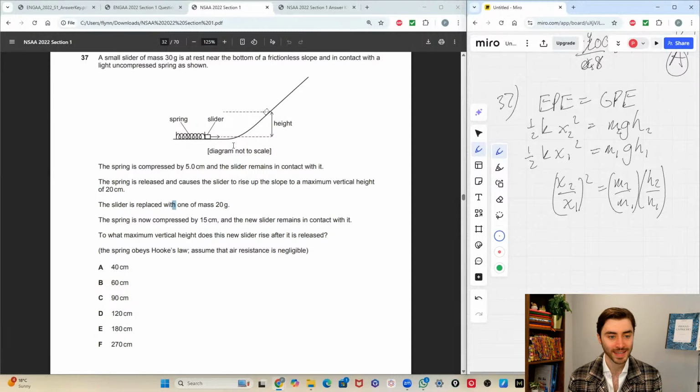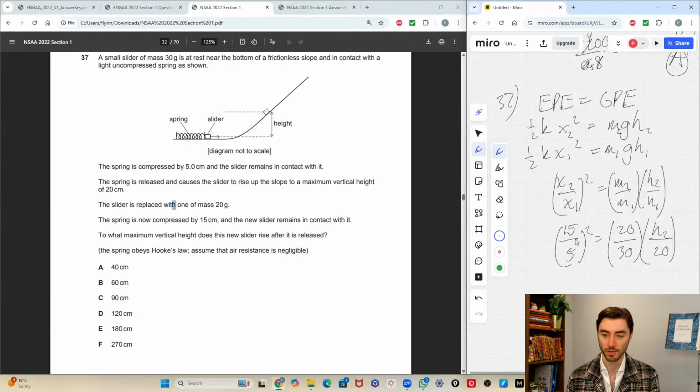So the second compression is 15. The first compression is 5. The second mass is 20. The first mass is 30. The second height is what we're looking for. The initial height is 20. So that's 3 squared is 9, is 2/3 times h2 over 20. Cancels for 10, so that's 30. So 270 is the new height, which is F.